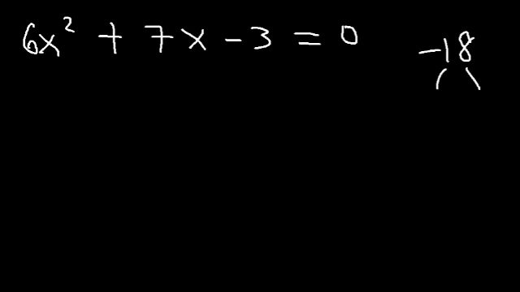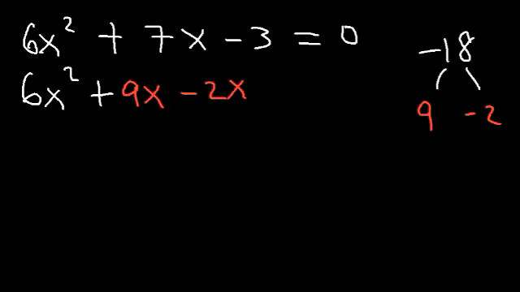Now what two numbers multiply to negative 18 but add to the middle term 7? This is 9 and negative 2. 9 times negative 2 is negative 18, but 9 plus negative 2 is 7. So we're going to replace 7x with 9x and negative 2x. It doesn't matter the order in which you put the two numbers. You'll still get the same answer. So now let's factor by grouping.